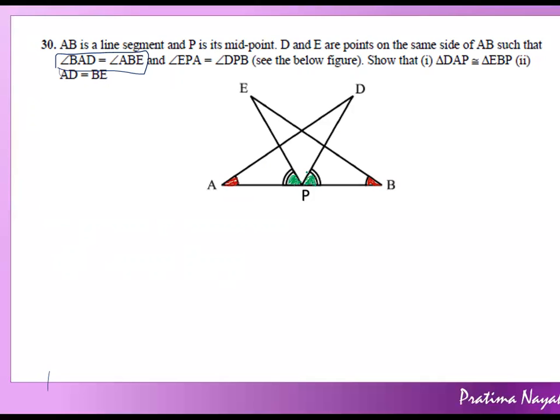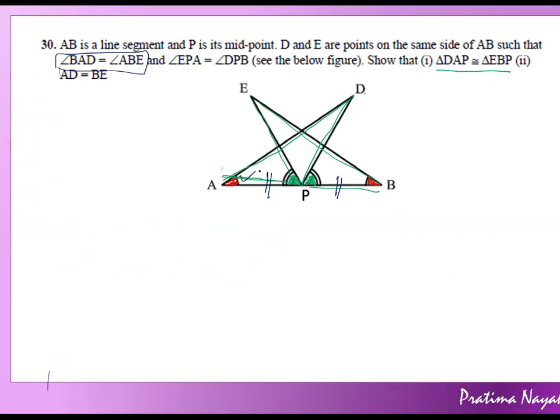What you have to prove? You have to prove that triangle DAP is congruent to triangle EPB. P is the midpoint, so AP is equal to BP. I'm getting one relation, one side. The remaining two angles, I can show.